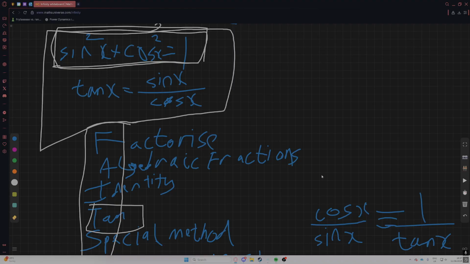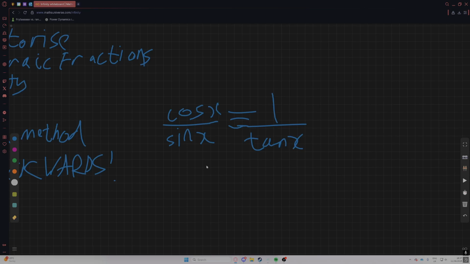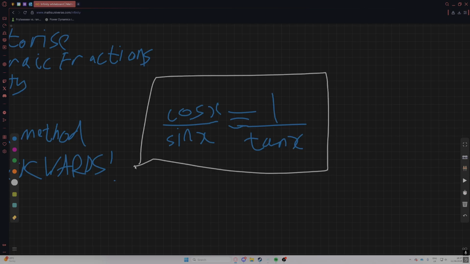Just something I wanted to add is that people forget that cos over sine equals 1 over tan, because if sine over cos equals just tan, then cos over sine would be 1 over tan. It's just something that a lot of people forget, and it's a thing that a lot of people lose marks on.